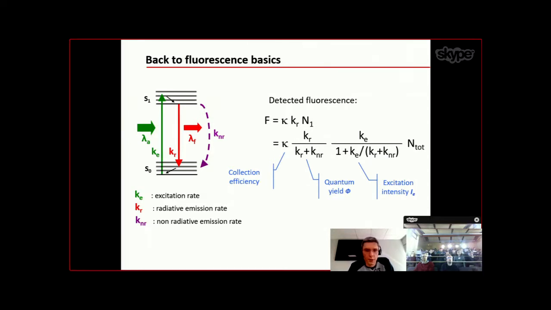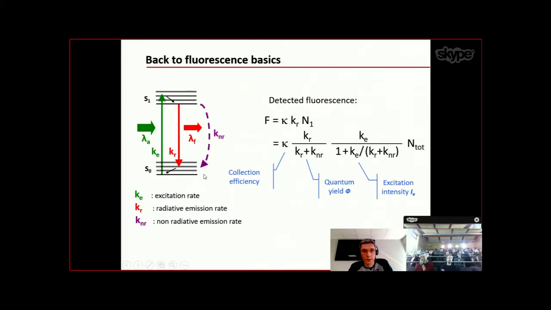This is where you're more familiar. I'm taking a very simple system, a two-level system. I don't care about triplet, intersystem crossing, or whatever here. Just two levels, you excite with a given excitation rate. And then you can go down to the ground state by emitting a photon, this is the radiative rate, or go down to the ground state without emitting a photon, and this is what I call the non-radiative internal conversion rate.